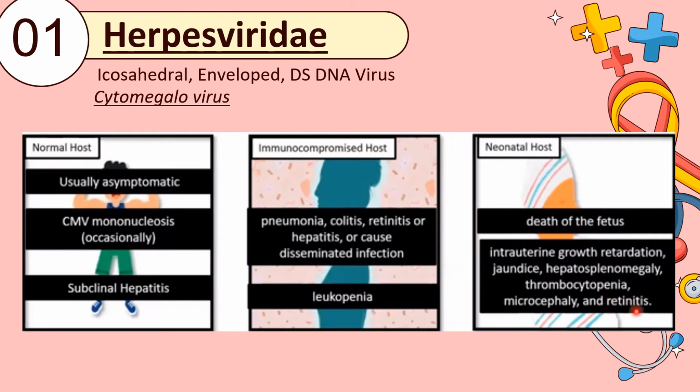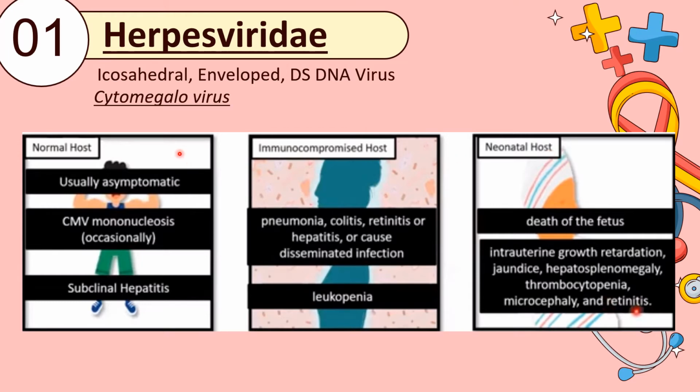Another virus under Herpesviridae is your CMV or cytomegalovirus. This is the common cause of congenital infection that can result in several abnormalities because the virus specifically replicates in human fibroblasts. They may affect a variety of hosts as well. They can affect normal adults, immunocompromised hosts, and neonatal hosts or babies. And because of this variety of hosts, the manifestation of the disease may be different in each of the hosts.